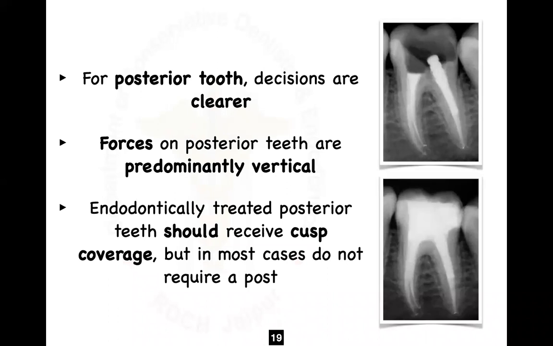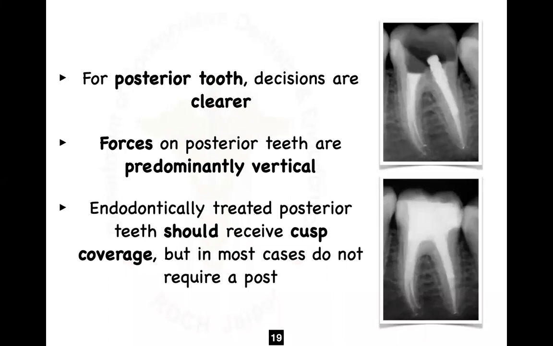So for posterior teeth, decisions are clearer, because there is not so much hassle. A lot of load is going to come on the posterior tooth, so most of the time, 99%, or rather 100% of the time, I need a crown to cover it, protected from occlusal loading. Forces on posterior teeth are predominantly vertical. Endodontically treated posterior teeth should receive cusp coverage, but in most cases do not require a post, right?